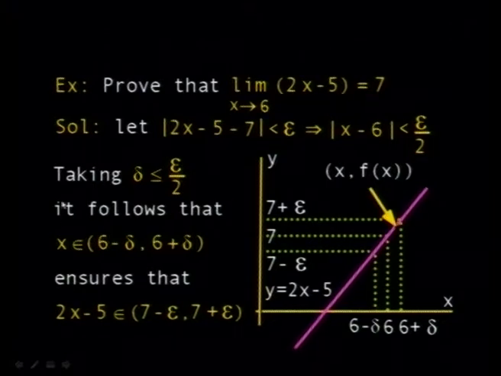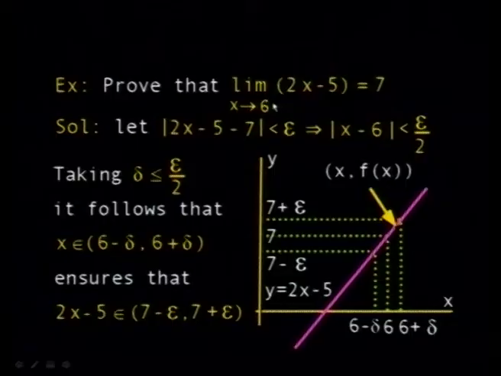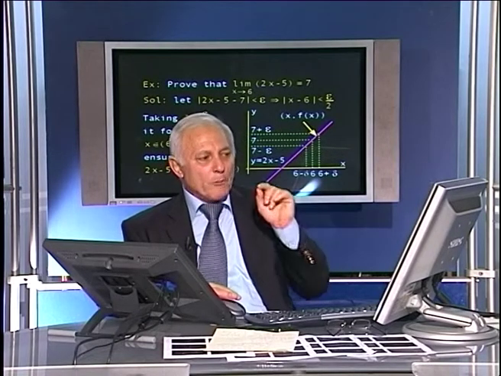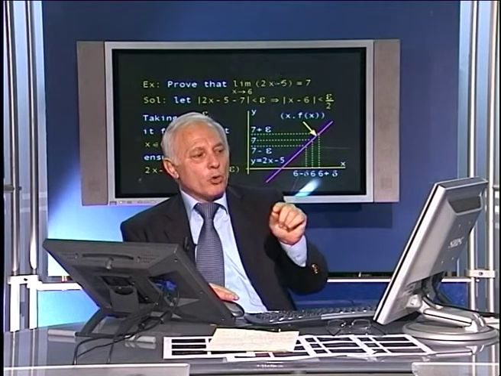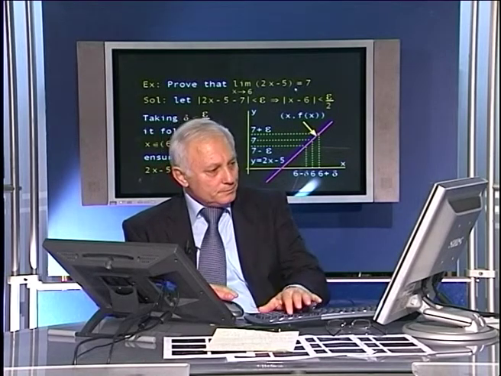So if delta is less than epsilon over 2, what will happen? X, which exists in the deleted neighborhood of the point 6, makes this hold, or this also holds. In other words, it makes 2x minus 5 lie in a deleted neighborhood of the point 7. And therefore, since this is true, it means that your function here has a limit at the point x equal to 6. So in this example, although the function is defined at x equal to 6, this is of no importance. The idea is to let x approach 6, and to let the function itself approach the so-called limit which you seek to find whether it exists or not.